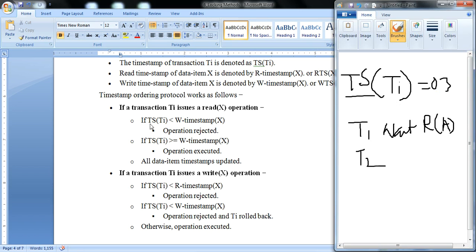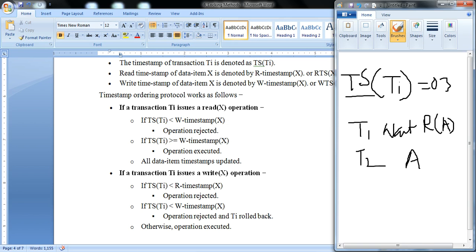Now what will be the situation and what will be the behavior of the process? If the timestamp of Ti is less than the write timestamp of the particular data, meaning we want to read A, then it checks whether the timestamp of the transaction is less than the write timestamp of the value of A. If this is true, then the operation is rejected. It's not allowed in this situation.